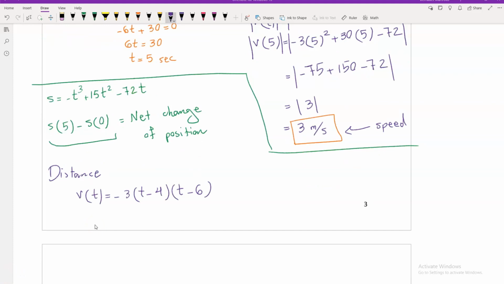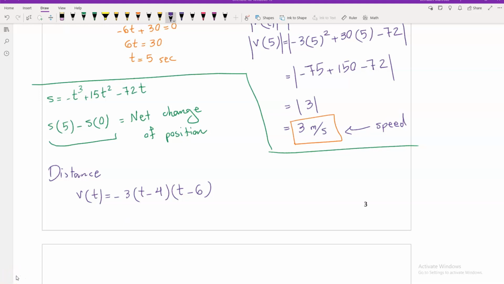Now on this part we have velocity, which is based on what we did in part A. That was equal to negative 3 times (t minus 4) times (t minus 6). So what's its value at t equals 0? At t equals 0, we get negative 3 times negative 4 times negative 6. That is a negative number, and that is negative 72.